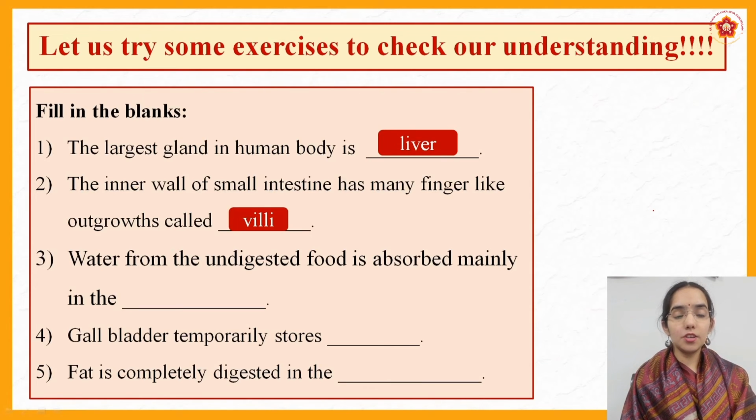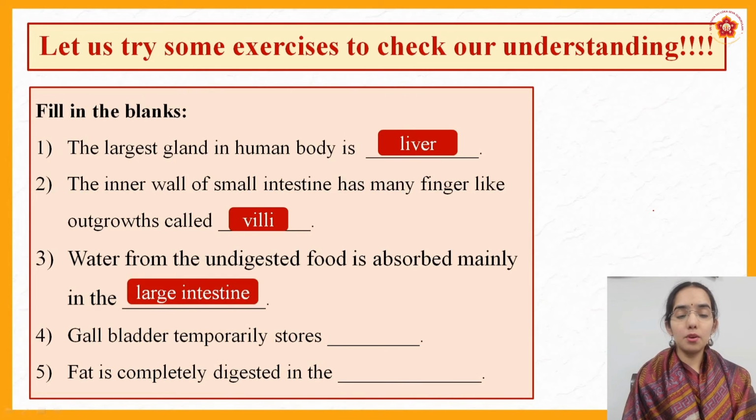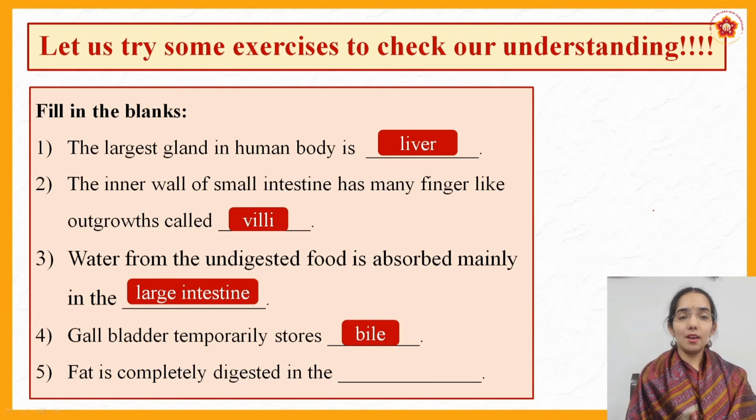Water from the undigested food is absorbed mainly in the dash. What is it? I'm sure you know it. It's the large intestine. Gallbladder temporarily stores dash. Which secretion does gallbladder store? It is the bile. And which gland secretes bile? It is the liver. So liver secretes bile, which is stored in the gallbladder.